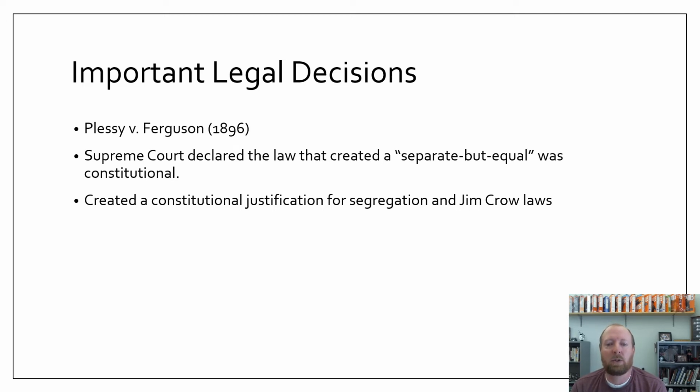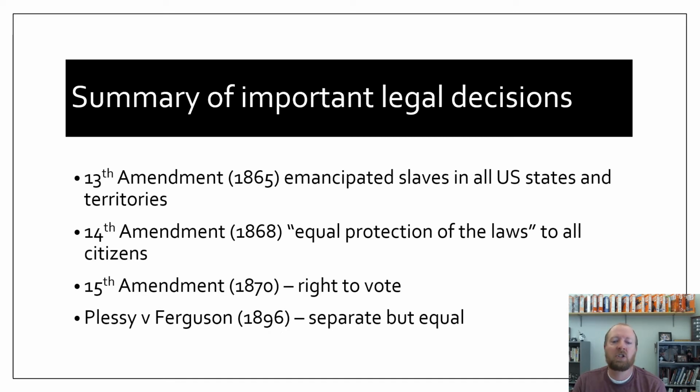As a result, they ruled that he was black, and they said in the court ruling that a law that created separate but equal was constitutional. So having two rail cars, one for whites, one for coloreds, was legal because they were separate but equal. And this led to a lot of justification for segregation and what are known as Jim Crow laws. And so here's just a summary of those important legal decisions. Again, the 15th Amendment was in 1870.